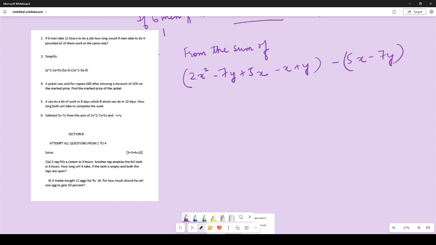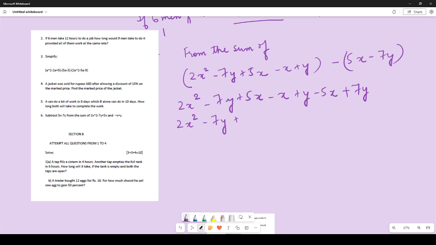So what we have over here now, let us take up the like terms. 2x square minus 7y plus 5x minus x plus y, and remember there is minus sign outside, so all the signs inside change. Minus 5x plus 7y. Now let us move all the y and the x's, all the like terms together. So x square, there is no more x square, so this remains like this. Now let us take up the y part.